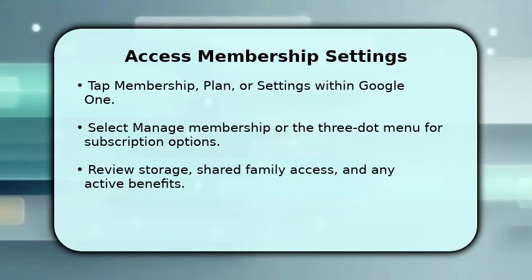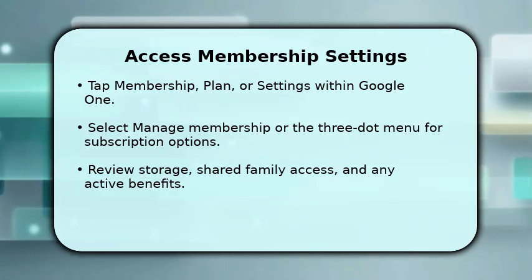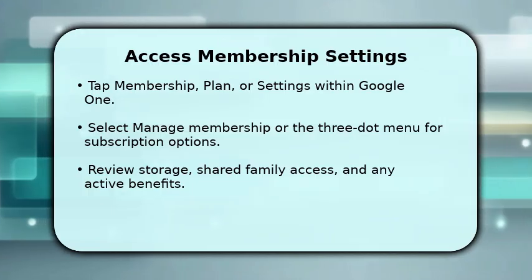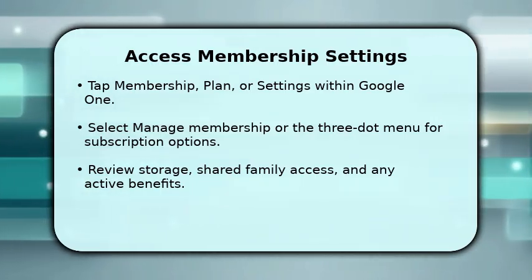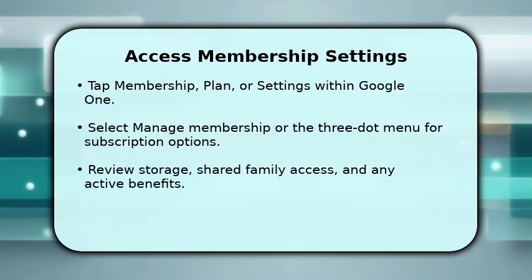Google will show effects like storage limits and lost benefits. That's why you review family sharing or backups first. If you're part of a family plan, make sure you understand who will lose storage. Once you confirm changes, follow the on-screen steps to proceed toward canceling or downgrading.